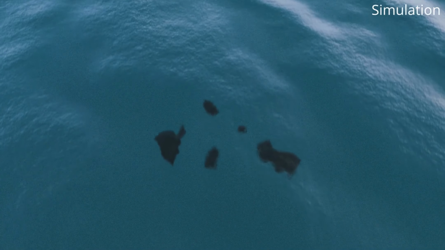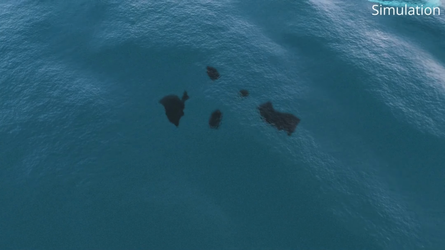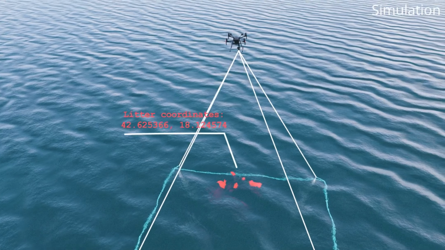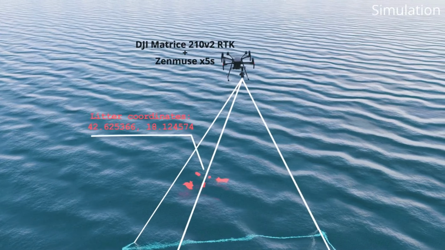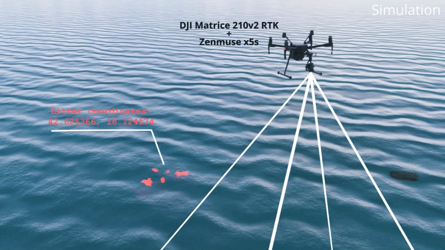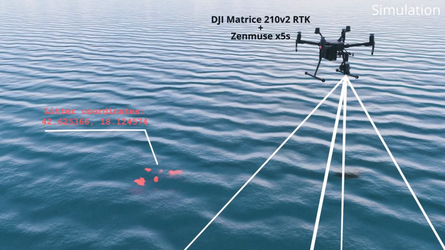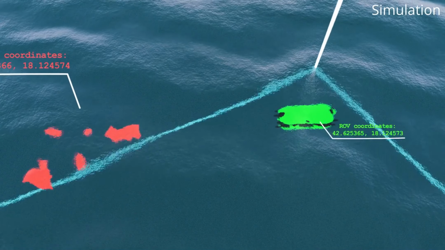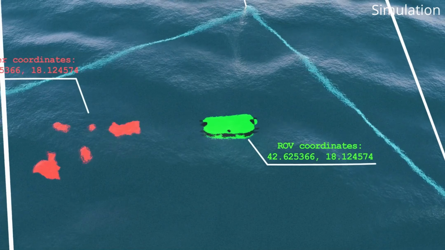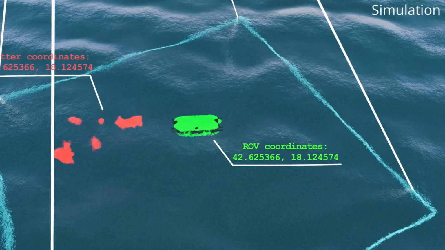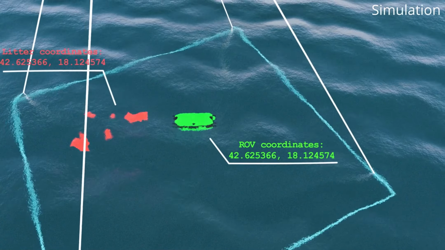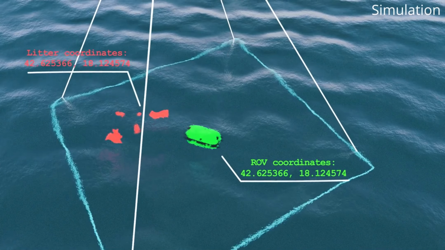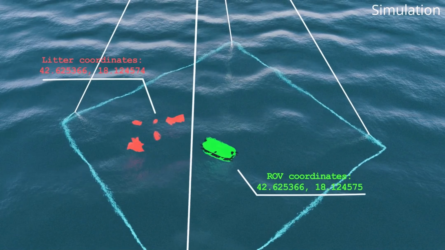UAV surveys the area in which the system operates, detecting and mapping the regions of larger litter concentration from the air. This provides initial information for a more detailed search performed by the underwater robots in the next step. Additionally, in sufficiently transparent waters, it may serve as an auxiliary source of information for ROV localization.